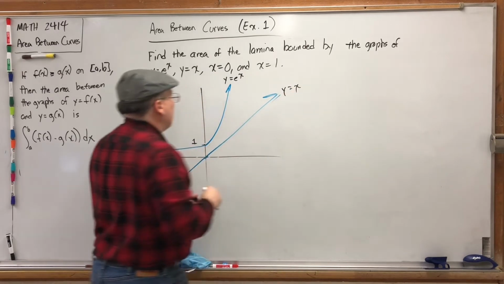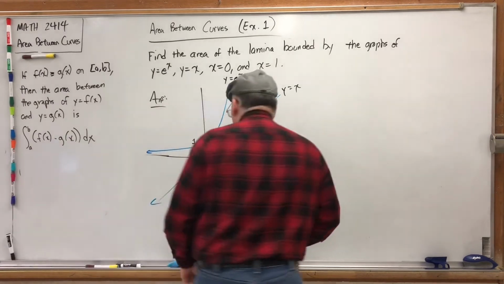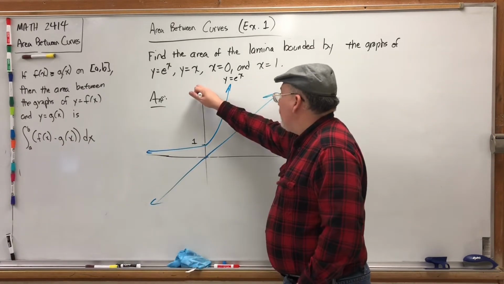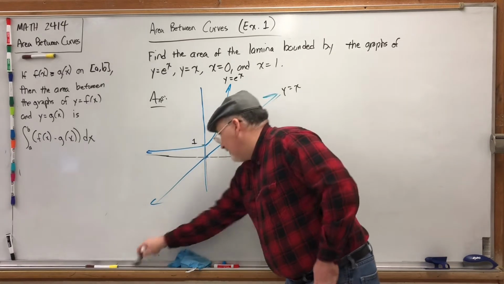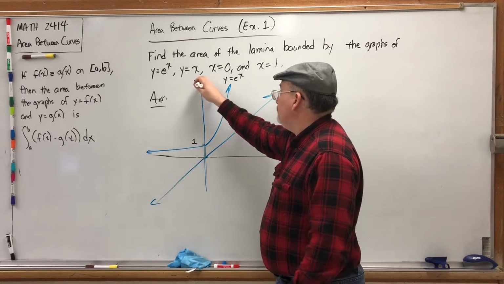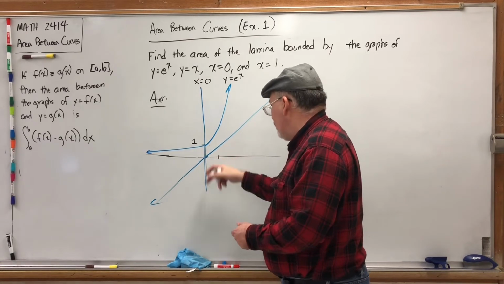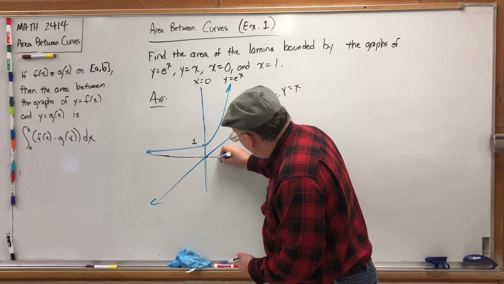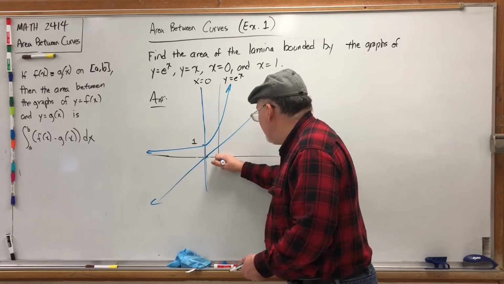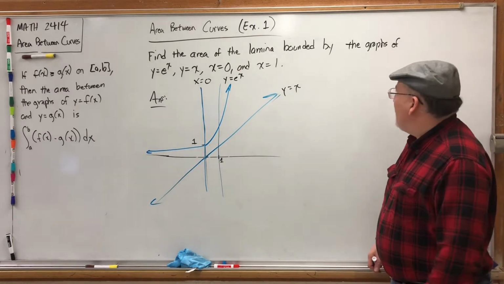Alright, so what about the graphs of x equals 1 and x equals 0? Those are just vertical lines. X equals 0 is a fancy name for the y-axis. So there's the graph of x equals 0. And then x equals 1 is just the vertical line that goes through, well, x equals 1. So there's x equals 1 and the vertical line that goes through it. Do you see the lamina that we're finding the area of? It's the lamina bounded by the graphs.